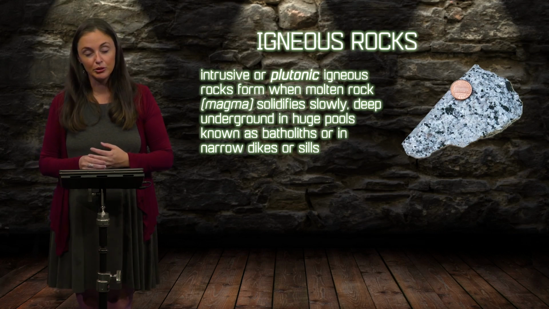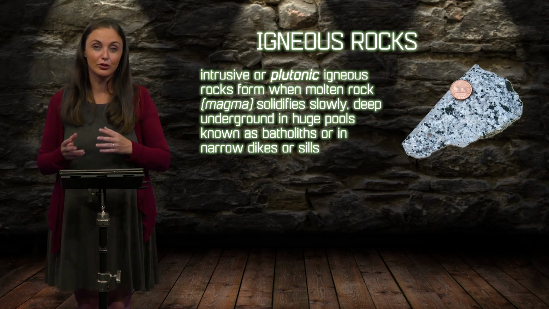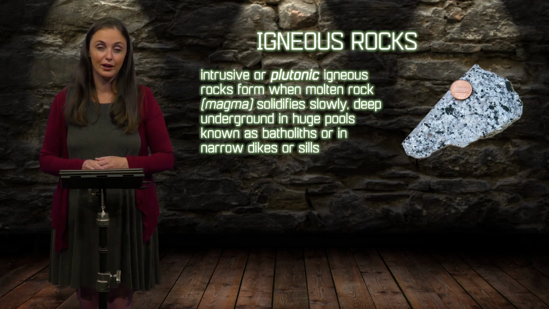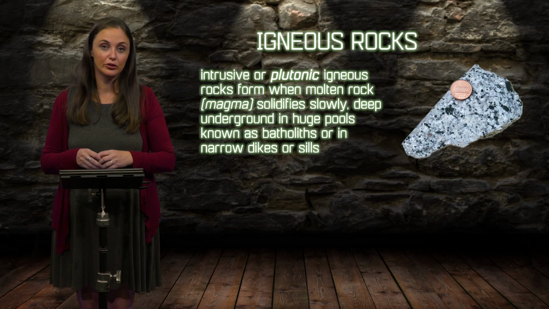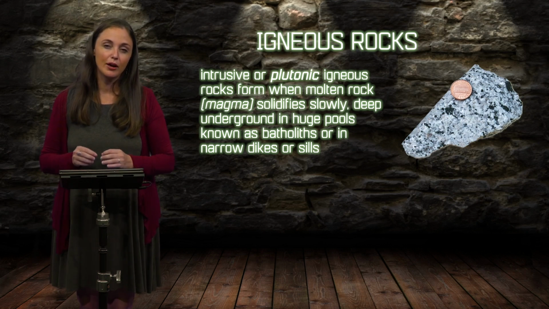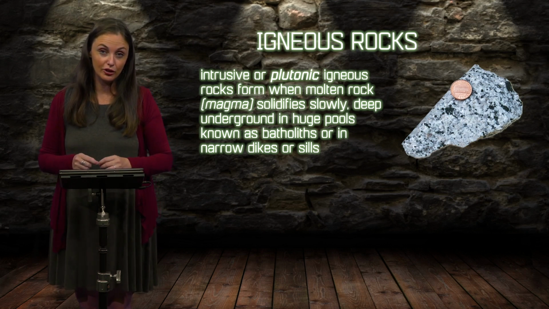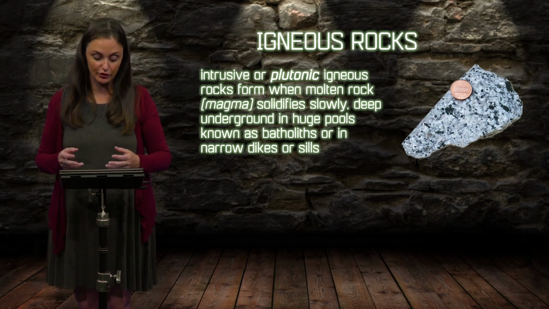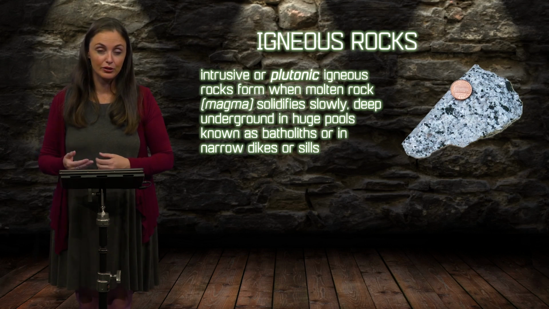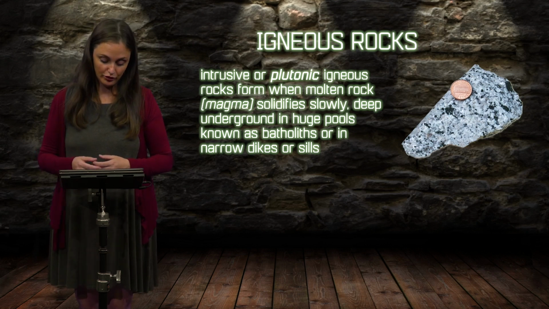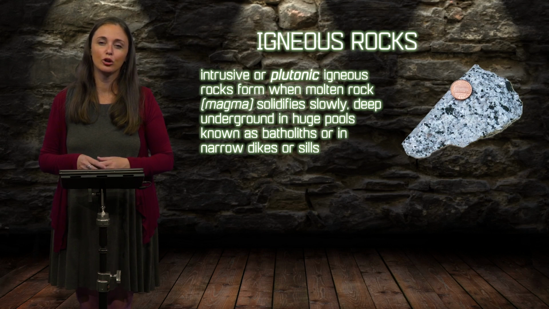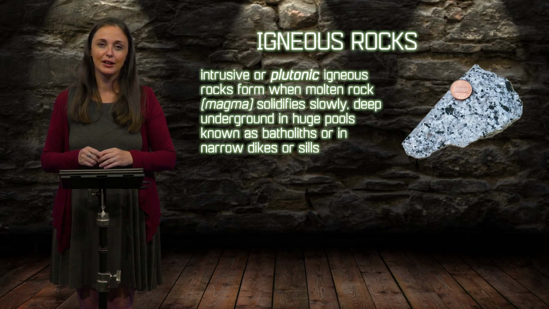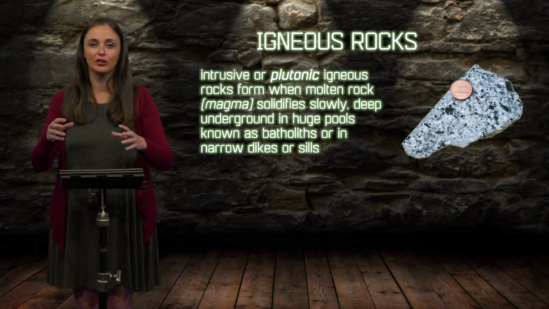So intrusive or plutonic, those are synonyms. You can use those basically interchangeably. These rocks are going to form when molten rock underground cools and solidifies. Our name for that molten rock when it's under the Earth's surface is called magma. So magma and lava are basically the same thing in two different locations. So magma is going to cool and solidify to form intrusive rocks, and when it does, it typically cools and solidifies in huge pools underground, possibly with surrounding pre-existing rocks.